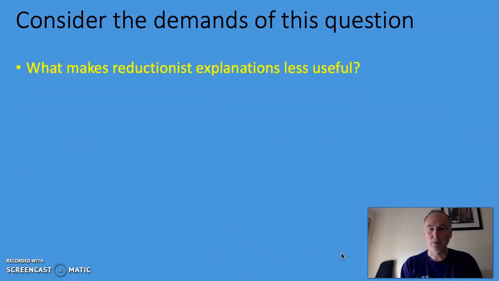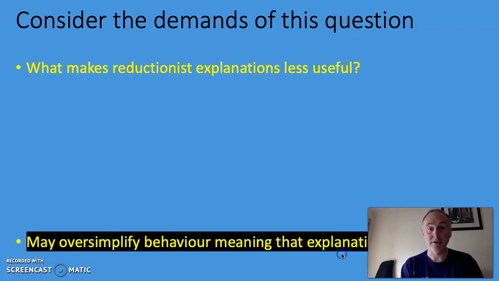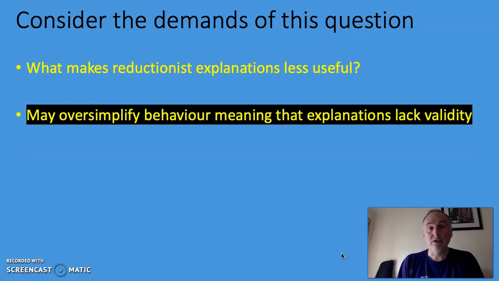Okay, what else? What makes it less useful? So what are the problems with reductionist research? Well, just in the same way that it breaks down complex behaviour, reductionist research can be accused of oversimplifying the behaviour. And if you oversimplify something, then you fail to explain it properly. If you fail to explain something properly, then your explanations lack validity. They're not accurate. They don't cover the full picture.